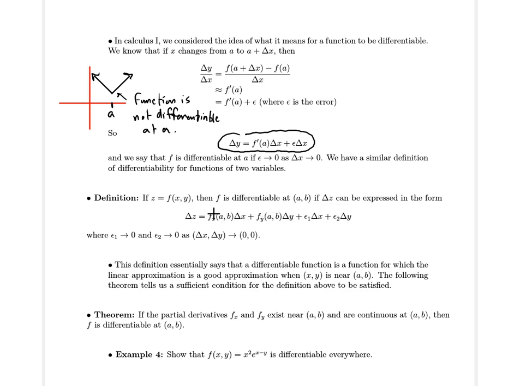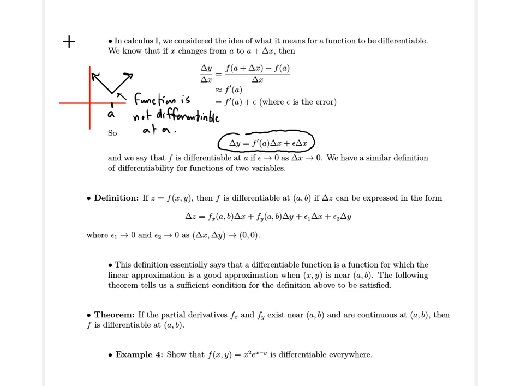We're just going to add to it, right? So now we've got partial derivative times delta x, partial derivative times delta y, plus two different types of errors, but you can just see the analogy here, right? And we're going to say that the function's differentiable if the errors go to 0 as the change in x and change in y go to 0. Another way to put this is the definition says that a differentiable function is a function in which the linear approximation is a good approximation when x and y are near a and b.